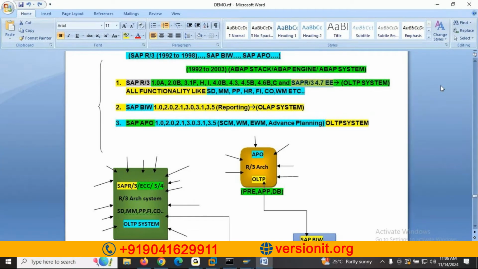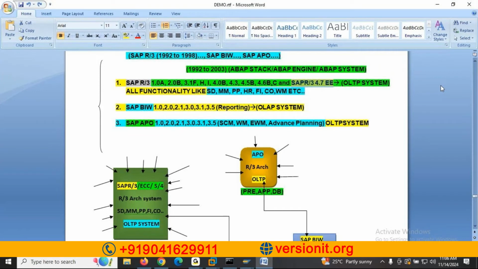Core SAP system, through which any business process would run. What do you call this system as? Core SAP system. Core, that means main SAP system. Core SAP system means the main SAP system through which any business process can run.